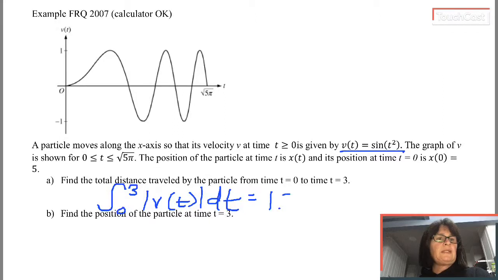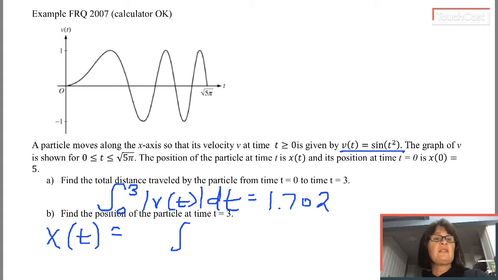All right, so we said that's 1.702. And then this next part, find the position of the particle at time t equals 3. This is like the most important example in chapter 5. So my position, I know x of 0 is 5. I need to know x of, well, let me write x of t, and then we'll talk about finding x of 3. X of t, I know the derivative of the position function, it's velocity. So I'm going to write v of, I'm going to use any other variable. I like to use v of p dp.